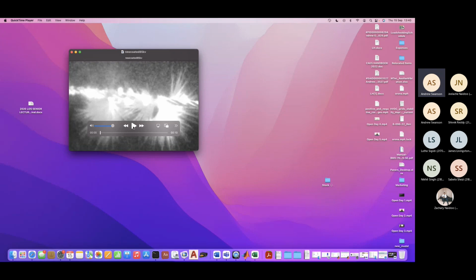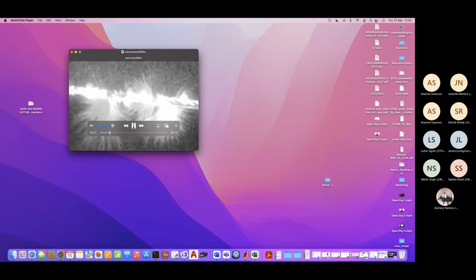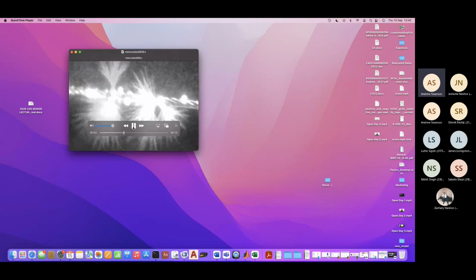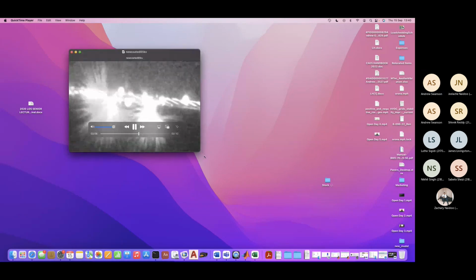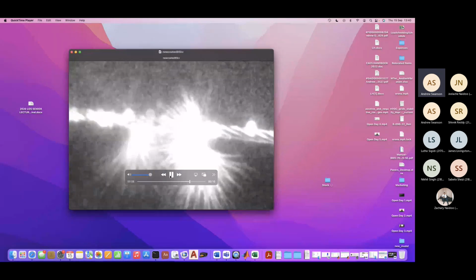So the buzzing sound, when you look at it through a UV camera on a conductor, is actually little discharges that are occurring. Right, so this is actually corona on the conductor. This is a UV image of the corona on the conductor.